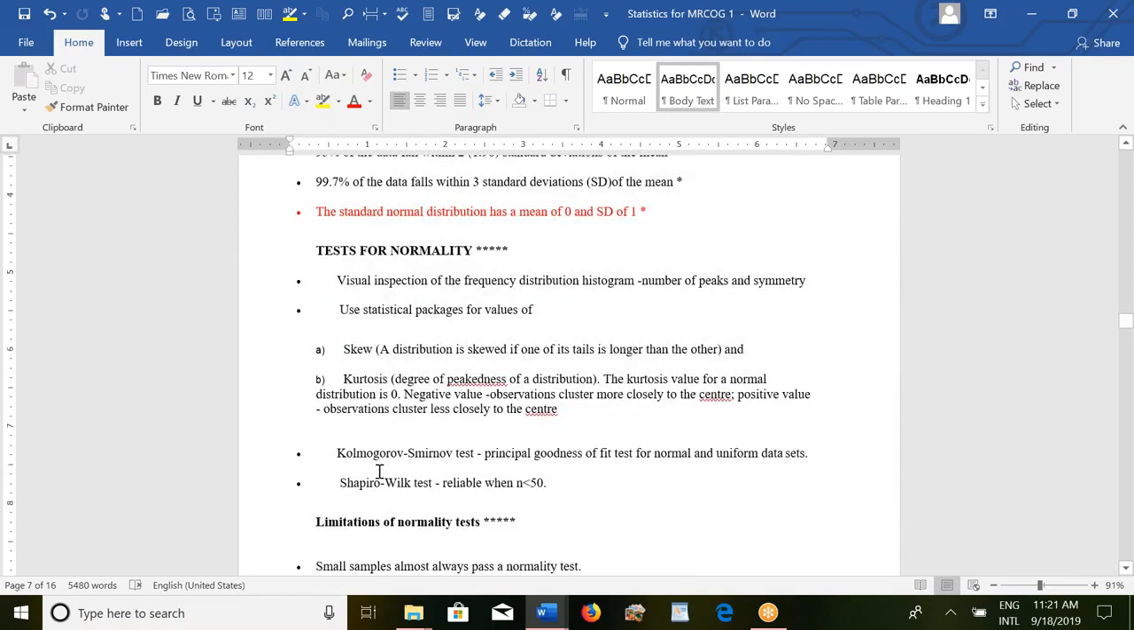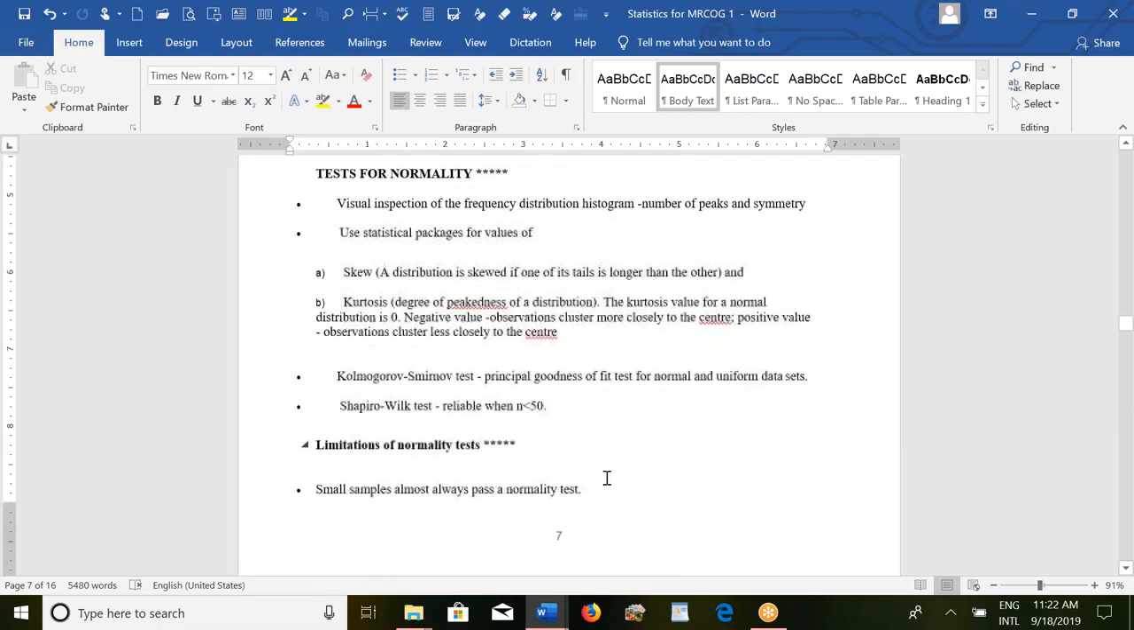So which tests? The Kolmogorov-Smirnov test is a principal goodness of fit test for normal and uniform data sets. Then the Shapiro-Wilk test is reliable when the size of the sample is less than 50. So you use the Shapiro-Wilk test when the sample size is less than 50. And if it is more than 50, then you can use the Kolmogorov-Smirnov test. Then they will not ask you about these tests.